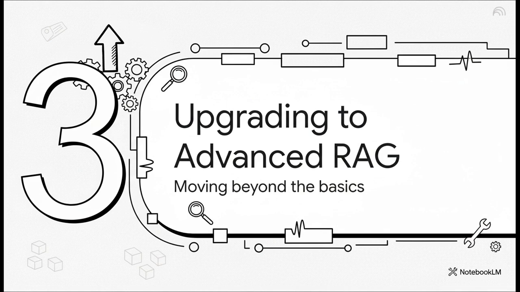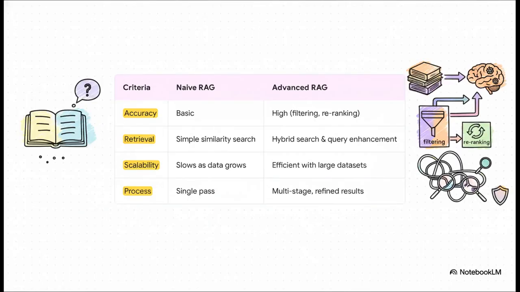So if vanilla RAG is just the training wheels, what's the actual racing bike? That's where we get into what's called advanced RAG. It's all about evolving that simple pipeline with more sophisticated, robust techniques to handle the real world. And you can see the difference pretty clearly when you put them side by side. Naive RAG gives you basic accuracy, maybe. Advanced RAG aims for high accuracy by using things like filtering and re-ranking. It goes from a simple search to an optimized hybrid search that can handle complexity.